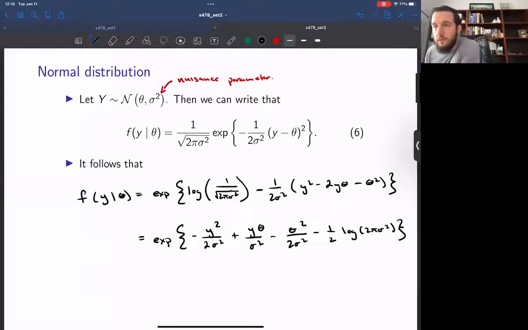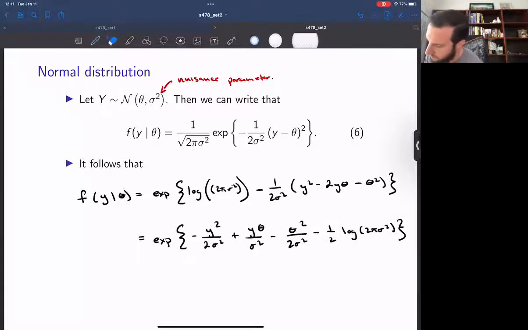This is just a result of a log rule. So 1 over the square root of 2 pi sigma squared is the same thing as 2 pi sigma squared to the negative 1 over 2. And then when you log something to a power, you can pull the power down in front. So that's all that's happening there. Then maybe, to make that a little bit more clear, I'll directly write that this is 2 pi sigma squared to the -1/2, just so you can see it.